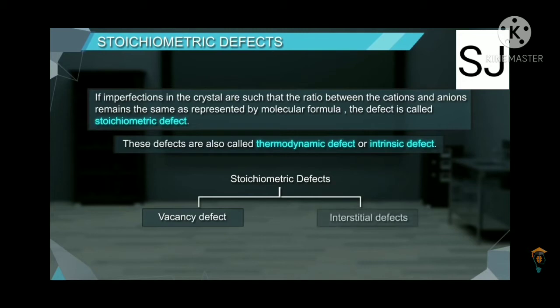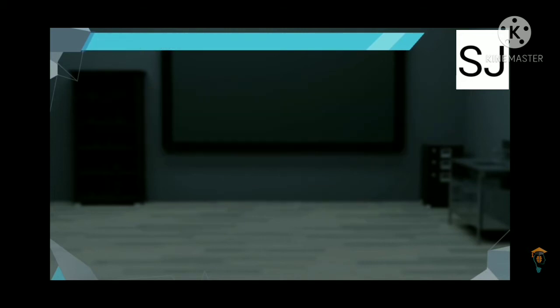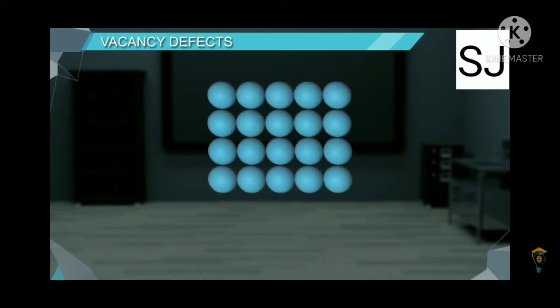Stoichiometric defect is further categorized into two types, that is vacancy defect and interstitial defect. Now we are going to discuss the vacancy defect. As you can see here, when in a crystal some lattice site is vacant, then the crystal is said to have a vacancy defect.